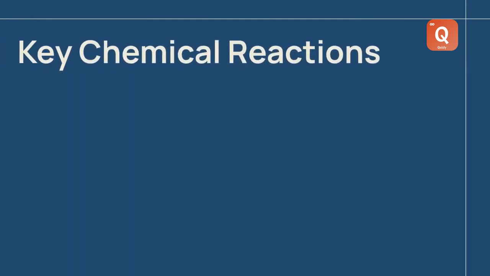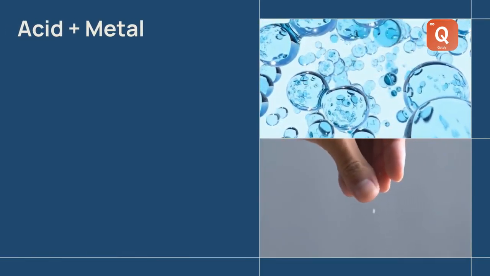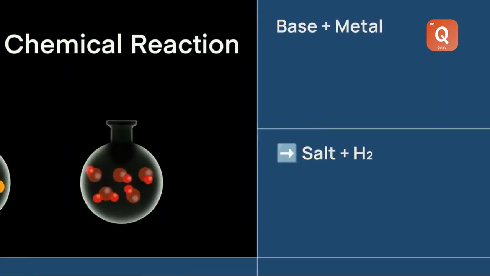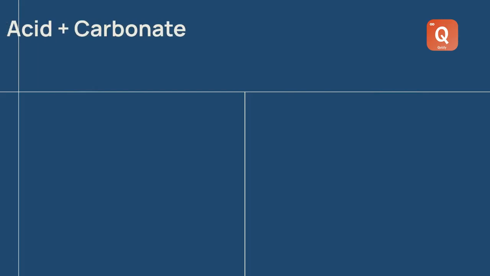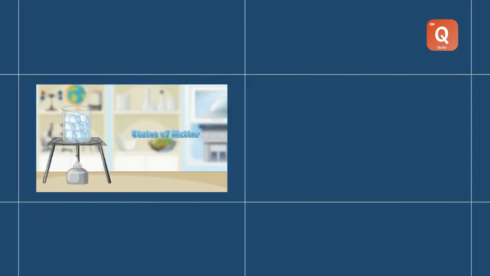Now let's quickly recap the crucial chemical reactions involving acids and bases. Acid reacts with a metal to produce salt and hydrogen gas. Similarly, a base reacts with a metal to also yield salt and hydrogen gas. Acid plus a carbonate gives salt, carbon dioxide, and water. Remember the fizz, the most important one.